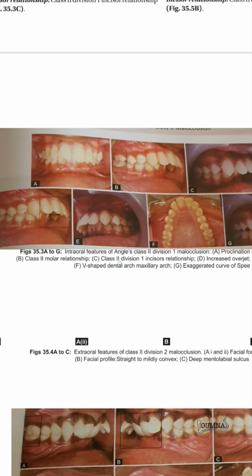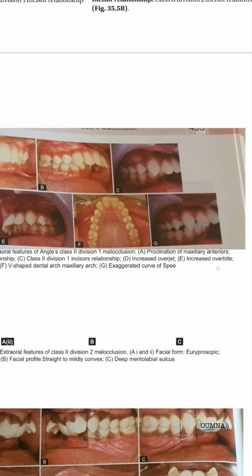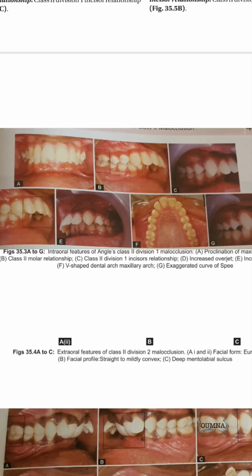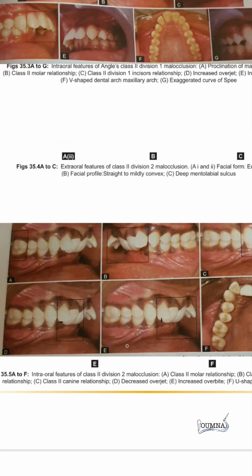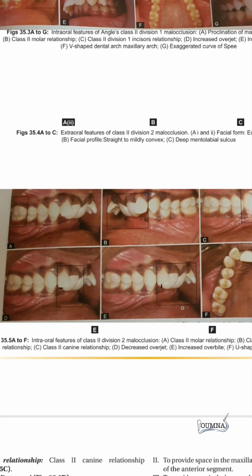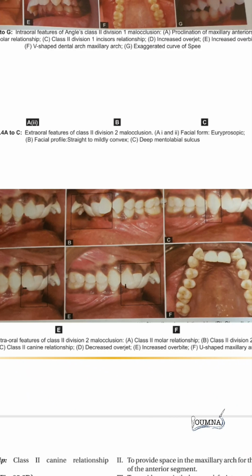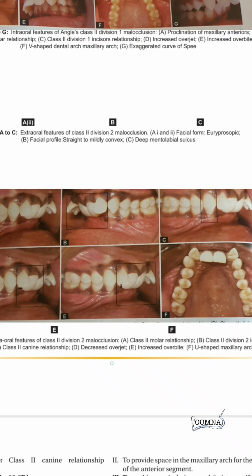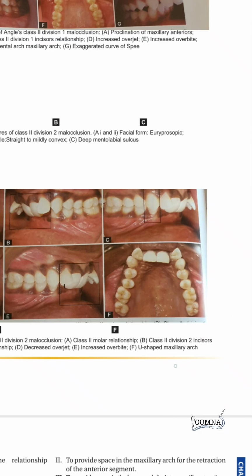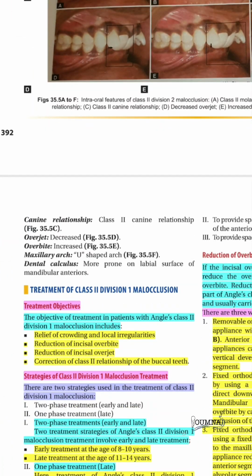Here is the class 2, division 1. We can see the overjet and the increased overbite. We can see that the maxillary arch is V-shaped. As for the class 2, division 2, we can see that the main difference is the inclination of the maxillary anterior to the palatal side. So we have a decreased overjet with increased overbite, and the maxillary arch shape is a U-shaped arch.